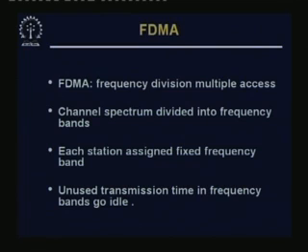Just like frequency division multiplexing, the channel spectrum is divided into frequency bands. Each station is assigned a fixed frequency band. Unused transmission time in frequency bands goes idle. So, this is the simplest possible scheme. It is also not very efficient, of course, because many of the stations will be idle, and that frequency band for all that time is sitting idle, so that part of the bandwidth is wasted. And also we know that in data networks the traffic is very bursty.